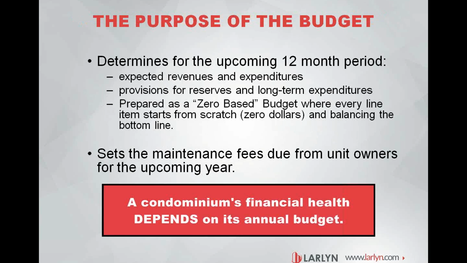The budget is prepared as a zero-based budget, whereby every line item starts from scratch, $0, and balances the bottom line. So in short, the condominium budget sets the maintenance fees due from owners for the upcoming year. The condominium's financial health depends on its annual budget.